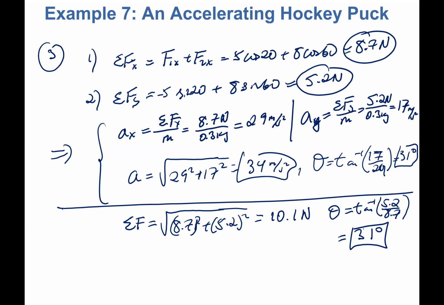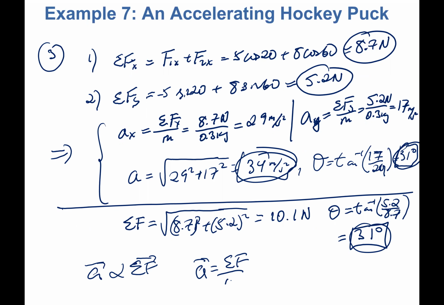Why? Because the direction of the acceleration as a vector is the same as the direction of the net force as a vector. If this is 31, this has to be 31 as well. But then how do I get the magnitude from here? Well, acceleration is equal to the net force over mass. That means I can use the magnitude of the net force, which is 10.1, divided by 0.3 to get the magnitude. So 10.1 divided by 0.3, I'm getting 34 meters per second squared. Exactly the same as the previous method.